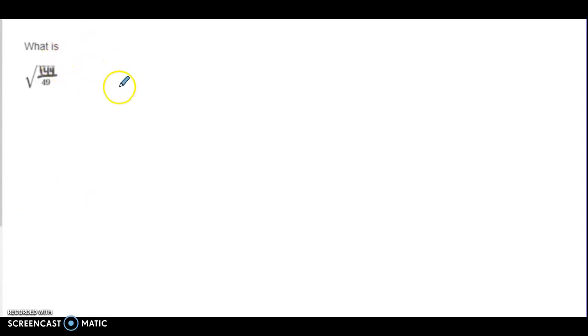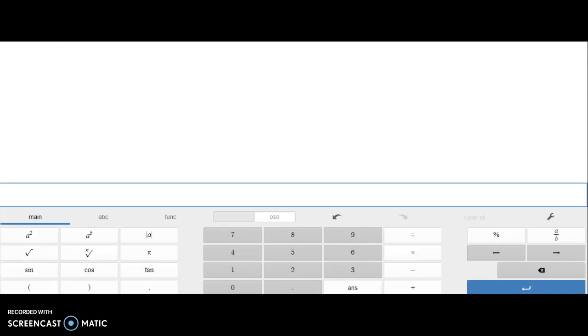All right, what is the square root of 144 over 49? For the square root of 144 over 49, you can split that apart into two separate square roots, or you can type it in your calculator. I'll show you both ways.